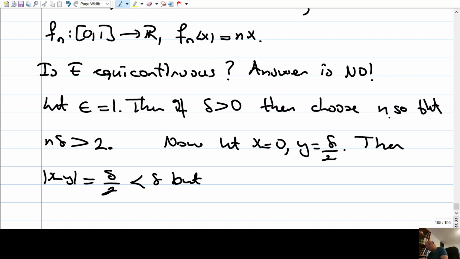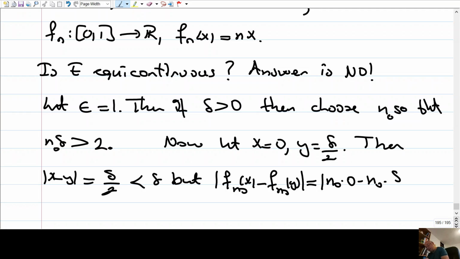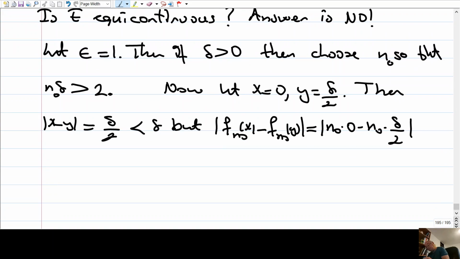But let me choose n0. What is f_n0(x) minus f_n0(y)? This is just n0 times 0 minus n0 times delta over 2. So this is just n0 times delta over 2, but n0 times delta is larger than 2, so divided by 2, this is larger than 1, which is epsilon. So what we have obtained is this.